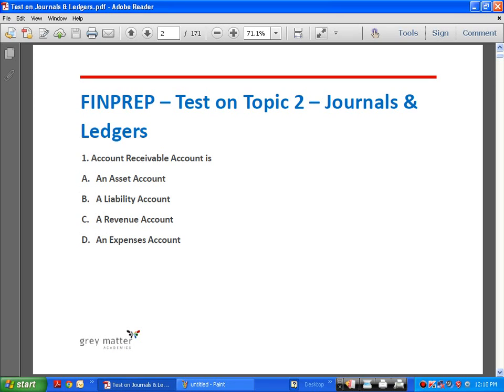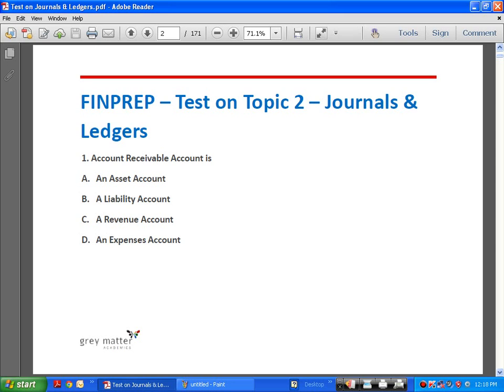And at the end of this chapter, you must be able to distinguish between an asset, a liability, a revenue, and an expense, and should be able to classify the accounts as personal accounts, real accounts, and nominal accounts, and also be able to pass journal entries. Right? That is, you must have clarity on which account to debit and which account to credit.